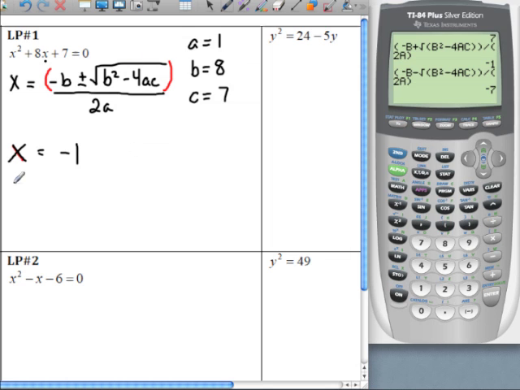Let's write that down. So we have x equals negative 1, and x equals negative 7. Let's group those together in a solution set, and we have our answers to this problem.